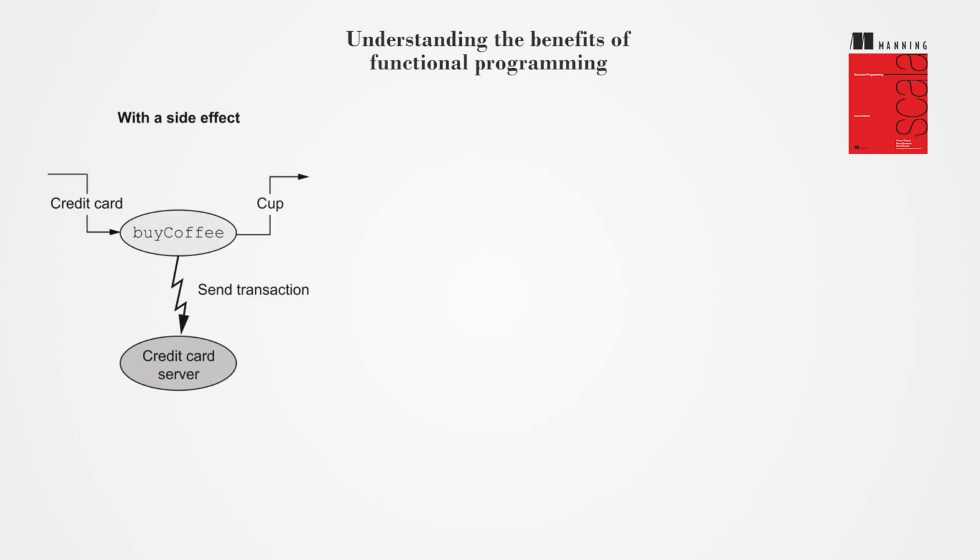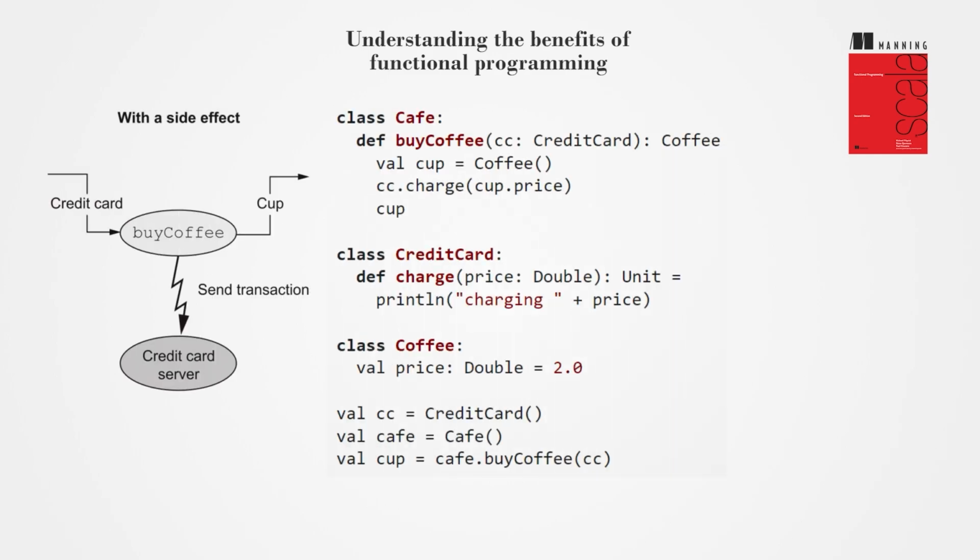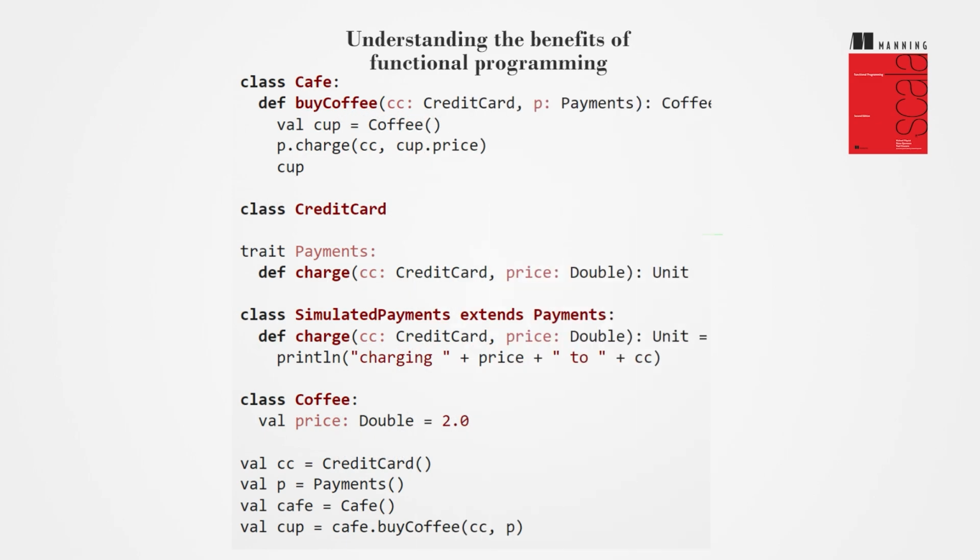Consider a Scala example of a coffee shop program initially plagued by side effects, such as charging a credit card, complicating testing and reuse. Introducing a payments object improves design and testability, but still results in complexity for multiple purchases.